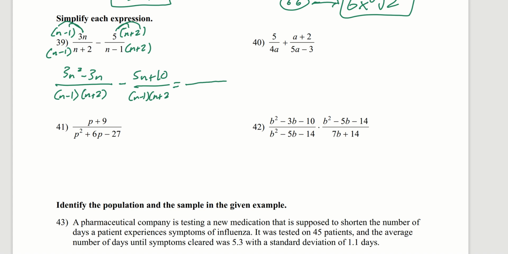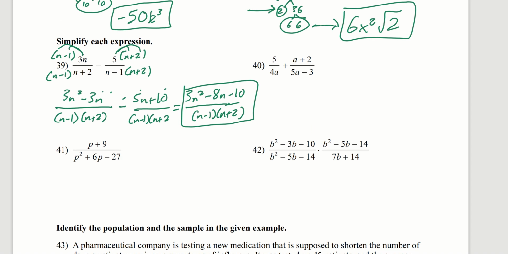So now what can I do from here? I have one last step. I'm just going to take the things on the right and subtract them from the things on the left. So when I do that, I have 3n squared, which will not change. I have -3n minus 5n, so that would be -8n. And then I have nothing minus 10. Nothing minus 10 is -10. And then all over that common denominator that I created, which is n minus 1 and n plus 2.